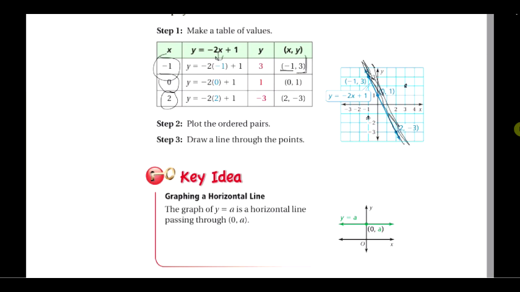The fourth thing I would like you guys to write down is this key idea: graphing a horizontal line. This says the graph of y = a is a horizontal line passing through (0, a). Remember when we had our equation y = bx + a? The b could be any number that was multiplying x, and a is any number that's added or subtracted. Well, this is what this a means. y is whatever that number is that's being added or subtracted.